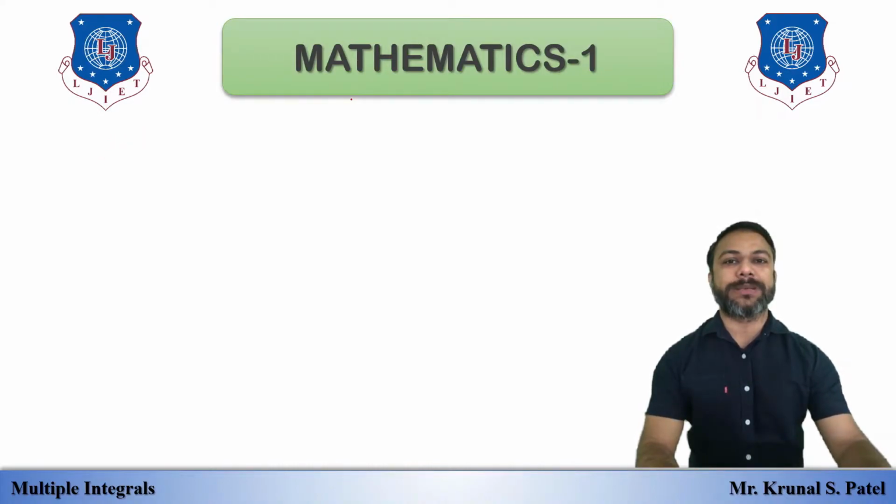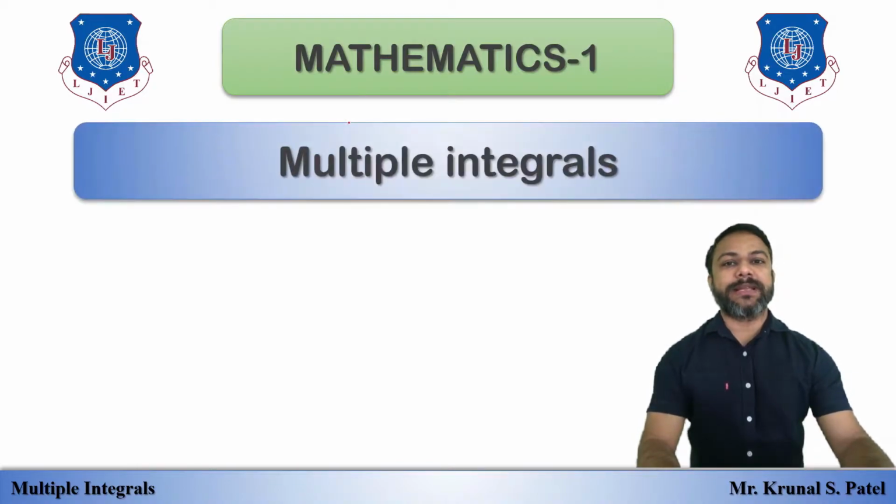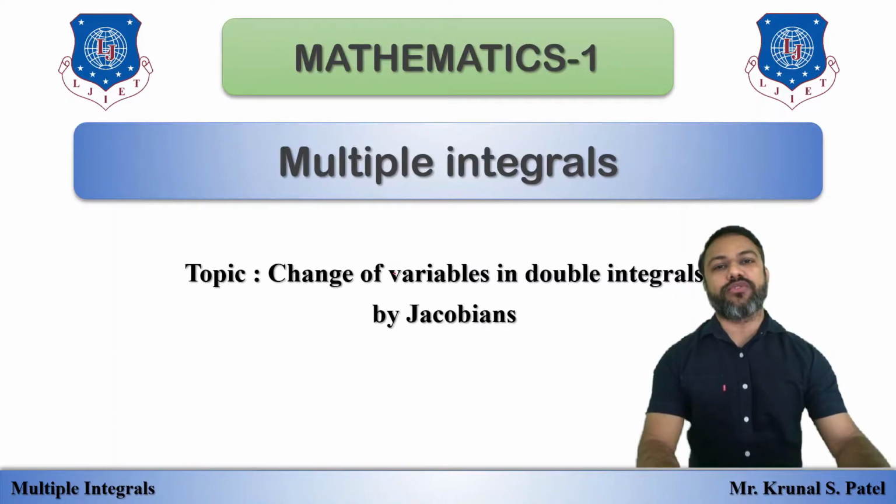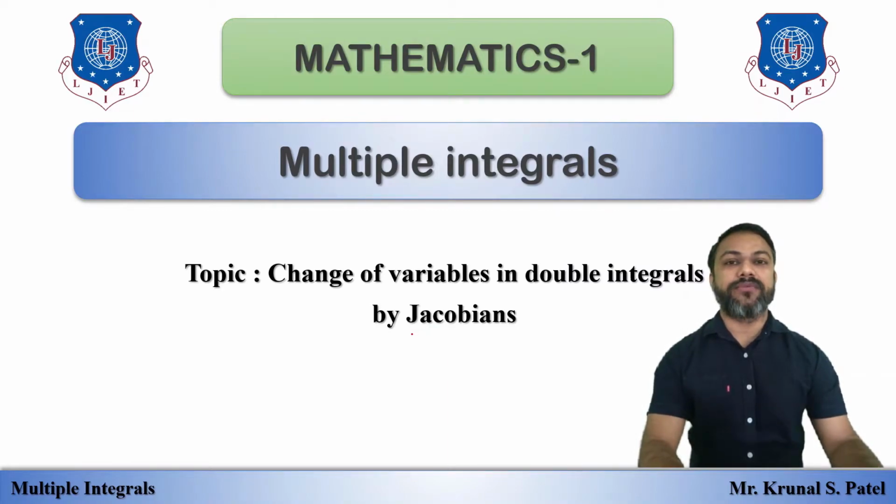Let's start with the course Mathematics 1. Today's chapter is multiple integrals and today's topic is change of variable in double integration by Jacobians. In the previous lecture we saw change of order, that if dx dy is given, then dy dx can be obtained using those previous lectures. In the same way, this is change of variable.